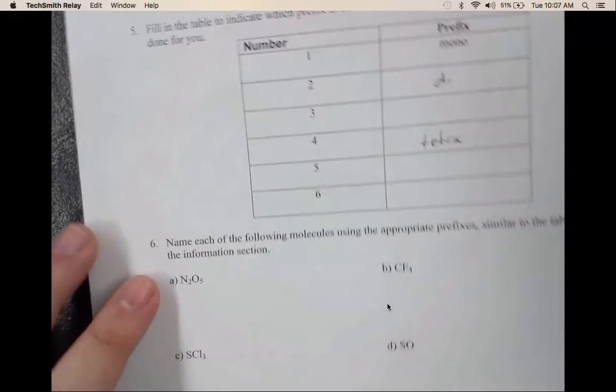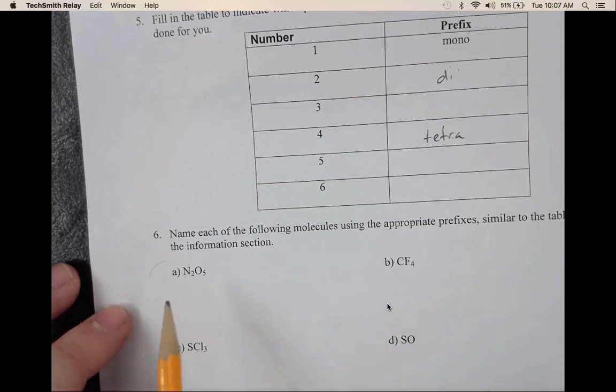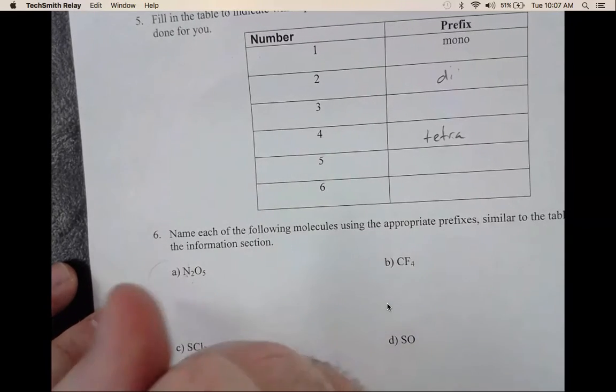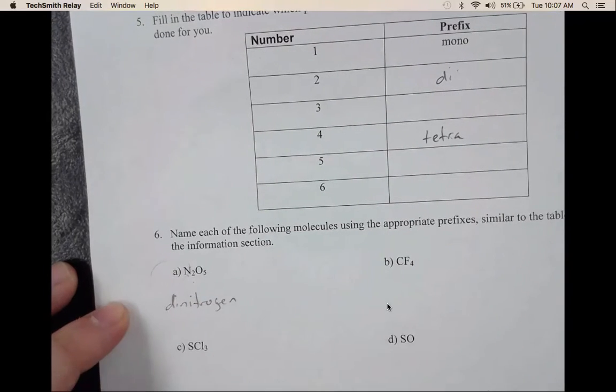So if we looked at the first case, we could look down here at A. We have nitrogen. We never change the name of the first one, even though it's negative. Remember, never change the name of the first. How many nitrogens do we have? 2. So we use the prefix di. So it's dinitrogen. Next, we have oxygen.